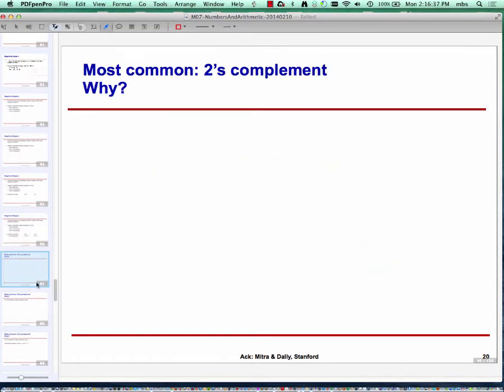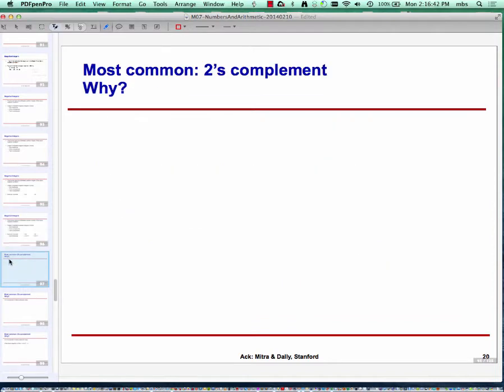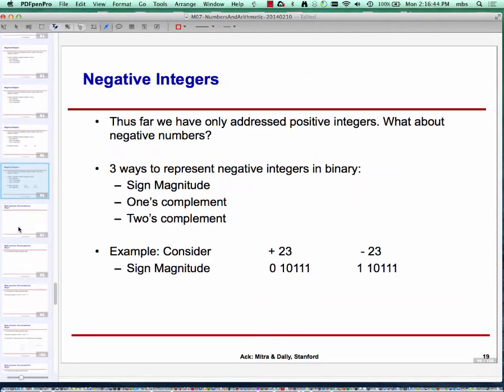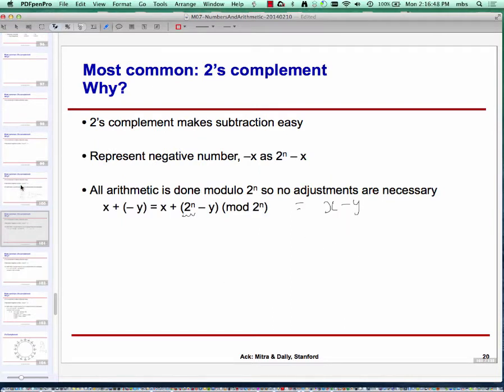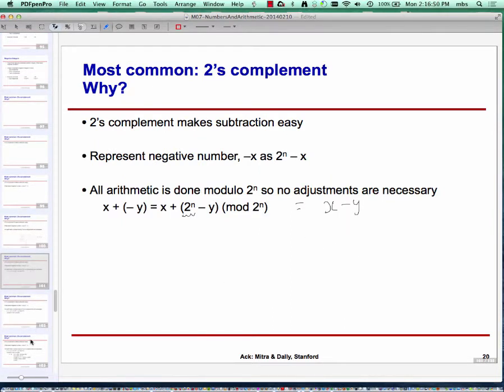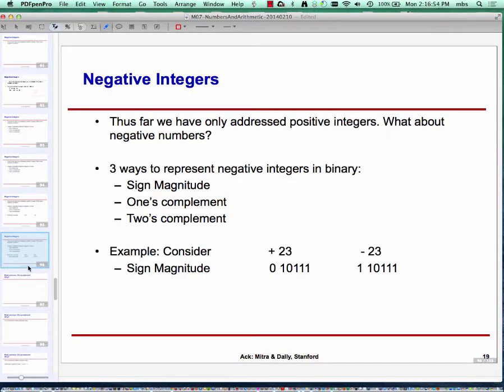Looks like I'm missing some slide out here. Okay.